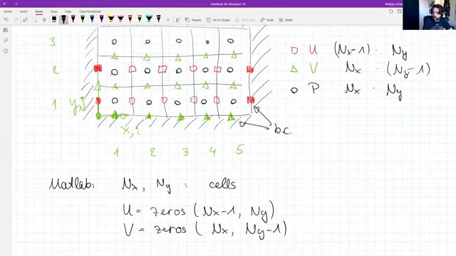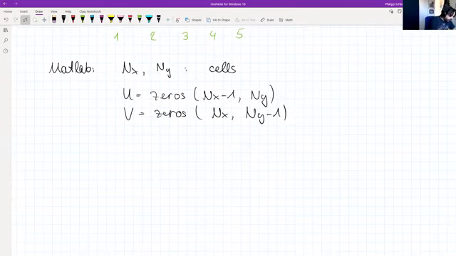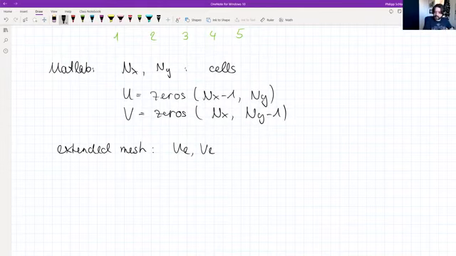So that's important to keep in mind in terms of the data structure: we only store the degrees of freedom in u and v, meaning those values that are calculated. The boundary conditions as such are included in something that we call the extended mesh. In the code, we call it UE and VE. That is the mesh where we add one layer around it where the boundary conditions are imposed. So that is with the boundary conditions.